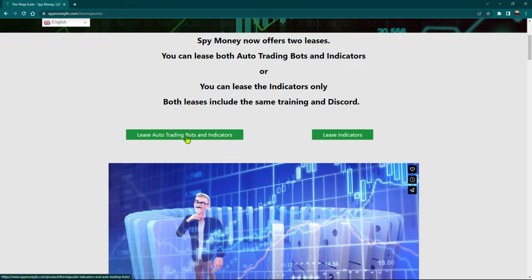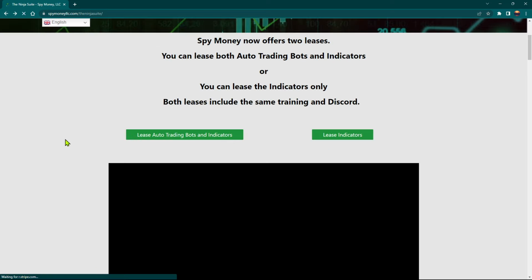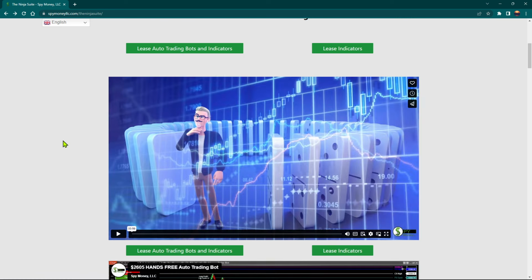So if you come into the lease auto trading bots and indicators, that's going to open up and where you can pay for it. So if you come in here, it's $1,300 a month. Now a lot of people think that's a lot of money. Well, it is a lot of money, but when you think about a business, and this is what it is, it's a business. I've owned businesses since I was 18 years old. I've been self-employed since I was 18. I'm 54 now, so it's 36 years that I've been self-employed.